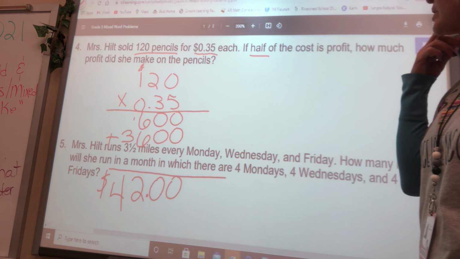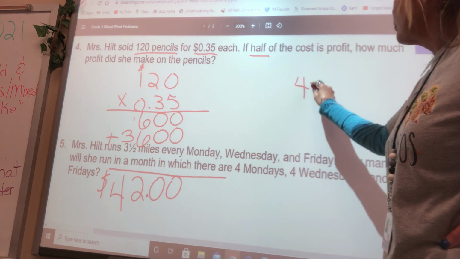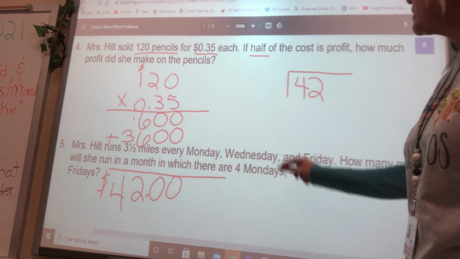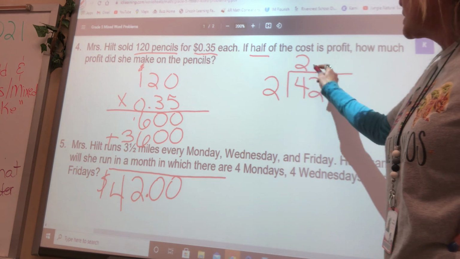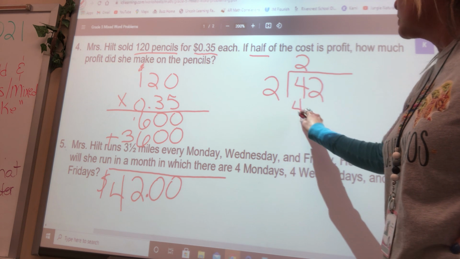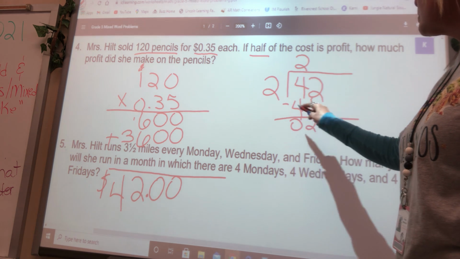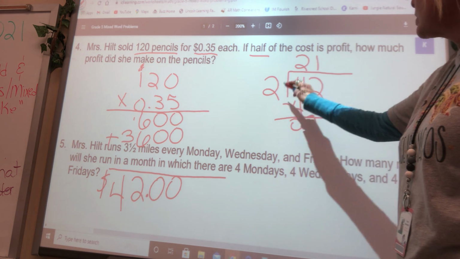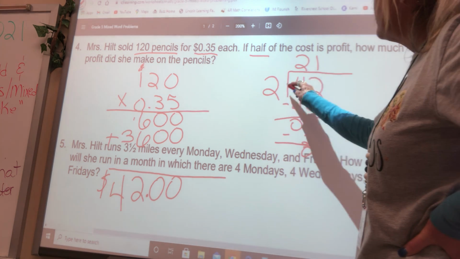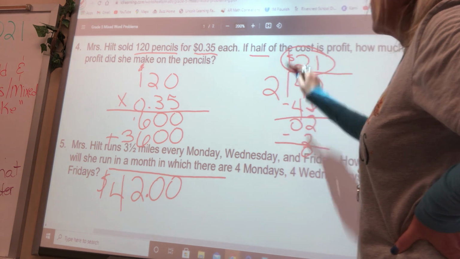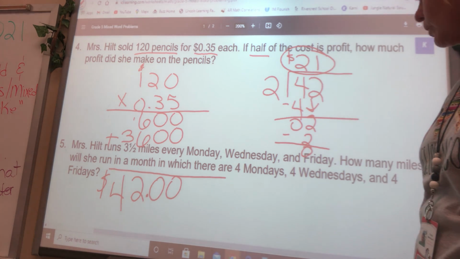All right, it says half the cost of, so half of that was profit. So if we take the $42 that she made and we cut it in half by dividing it by 2. 2 would go into 4, 2 times. 2 times 2 is 4. We subtract, get 0, bring down our 2. 2 goes into 2 one time. 1 times 2 is 2. We subtract and we end up with no remainder. So $21 is half of the cost, which is the profit, and that's what they were asking us for.